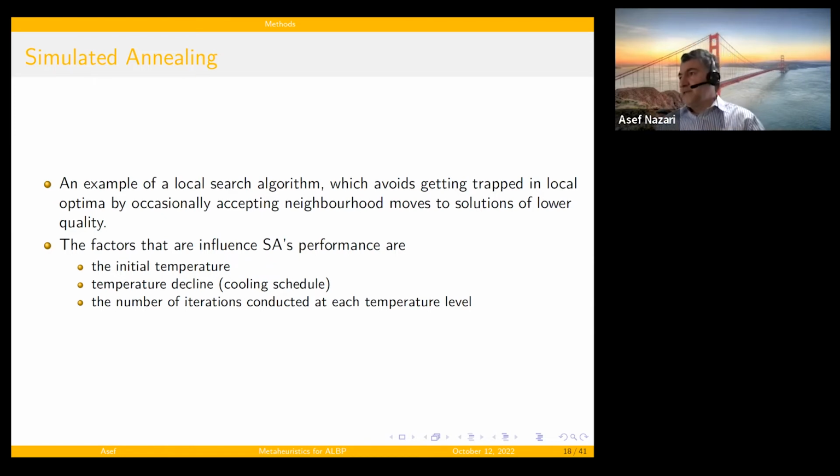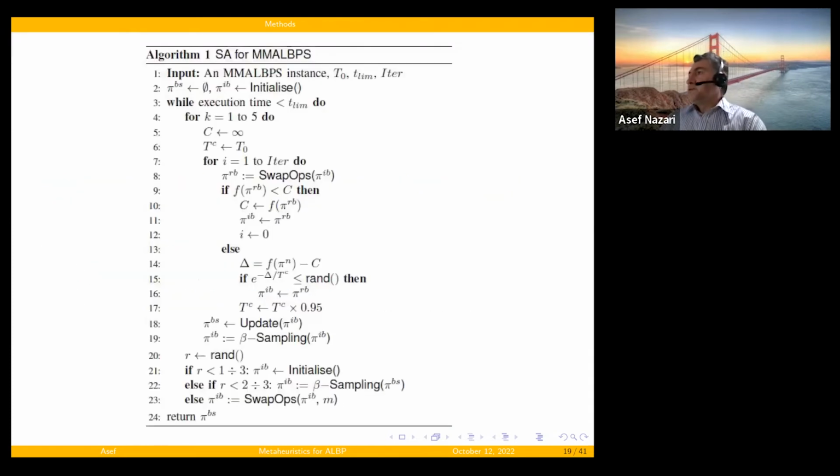I think everyone knows simulated annealing. So there are a couple of factors we need to decide when we are developing simulated annealing for a particular problem. For example, the initial temperature, the cooling strategy or schedule, and some internal parameters. So this is the representation of simulated annealing. I'm going to go through some parts because I think they are the changes we made to make simulated annealing work for solving this problem.